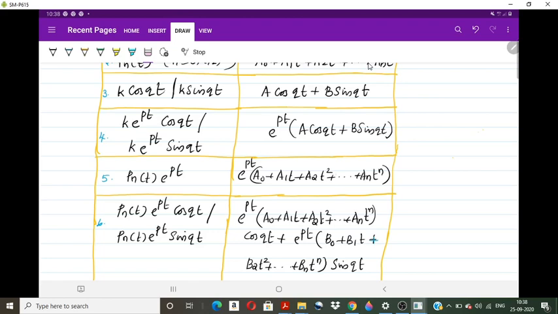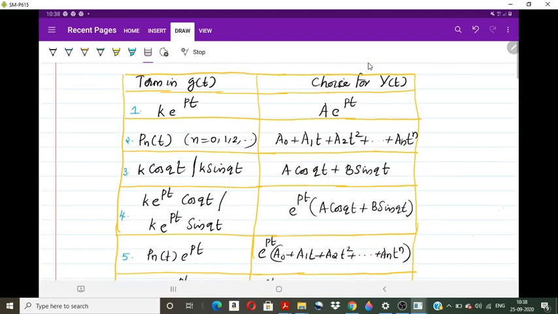Now the combination of these three functions may arise. That is polynomial into e raised to pt into cos qt or sin qt. Then we have to choose e raised to pt into a naught plus a1 t plus etc plus an t raised to n, times cos qt, plus e raised to pt sin qt into b naught plus b1 t plus etc plus bn t raised to n. So this is the general form for y of t according to the functions that come on the right side, that is g of t.